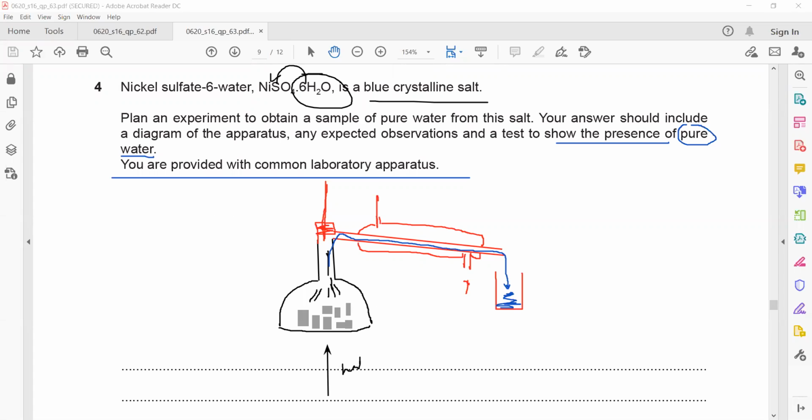So what apparatus can you use? You will heat the solid by Bunsen burner. Then use a condenser to cool down the vapor. Then how to check? And what will happen, because as the water is removed, the solid nickel sulfate will show a color change, because hydrated salt and anhydrous salt have different colors. So the salt will show a color change.